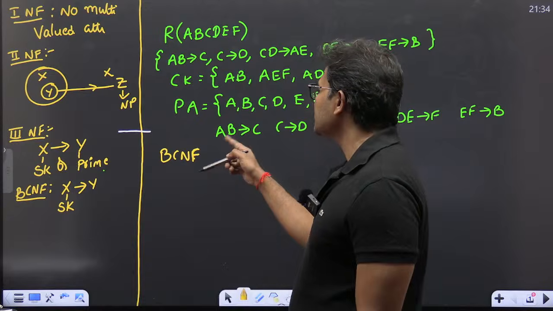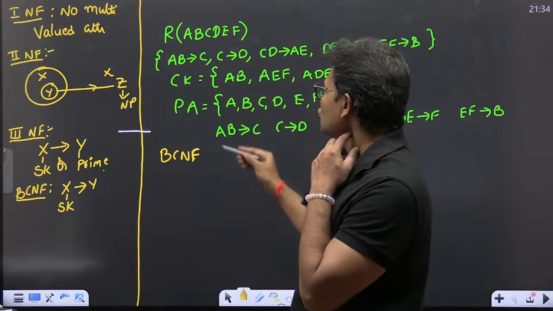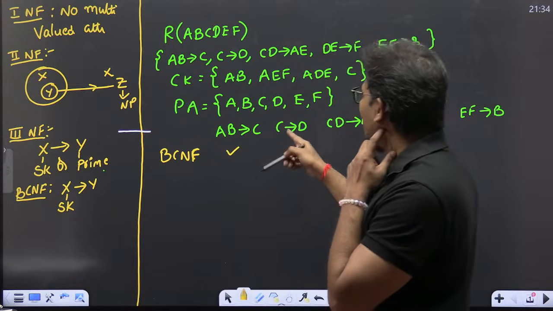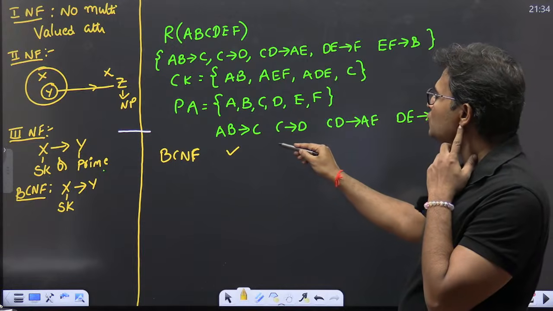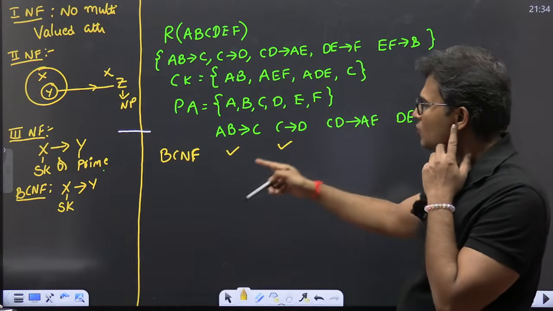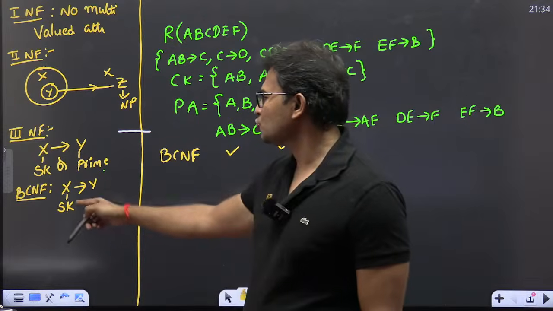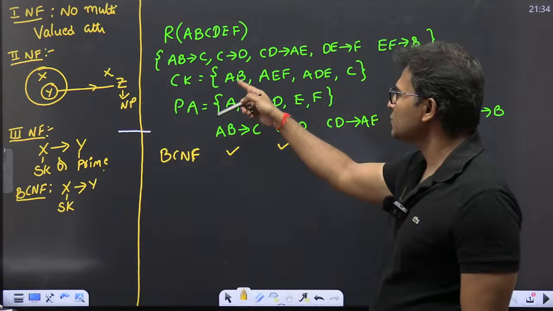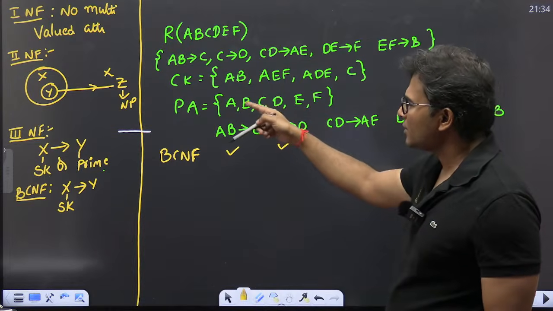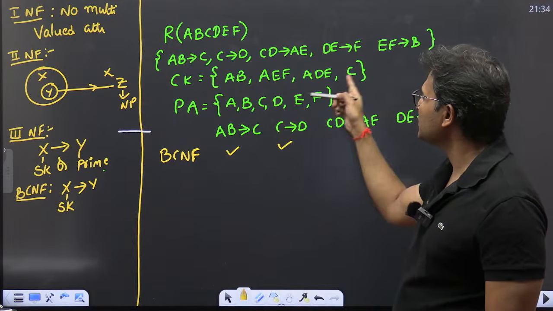Now AB is a super key, isn't it? AB is a super key, so there is no problem with it. And C is a super key, therefore there is no problem with it. See what is BCNF? Left hand side has to be a super key. Here left hand side AB is a super key. If it is a candidate key, it is obviously a super key, and C is a super key.